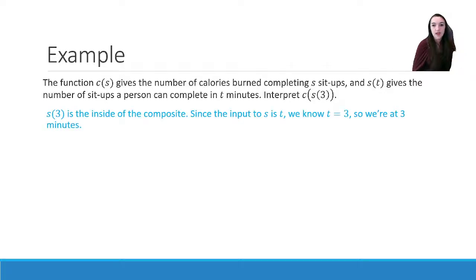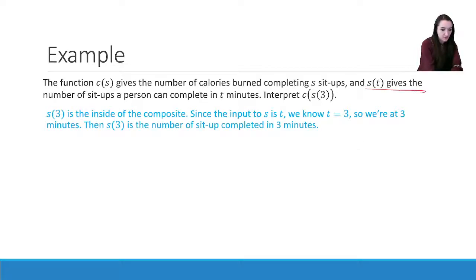So first, s of 3, the innermost part of this statement, is the inside of the composite. Since the input to s is t, then t must have been 3, from this s of t. So t is 3, and remember that t is t minutes, so we're at 3 minutes. In other words, c of s of 3 is what's occurring at 3 minutes. Well, s of 3, we know s of t gives the number of sit-ups a person can complete in t minutes. So s of 3 would be the number of sit-ups completed in 3 minutes.